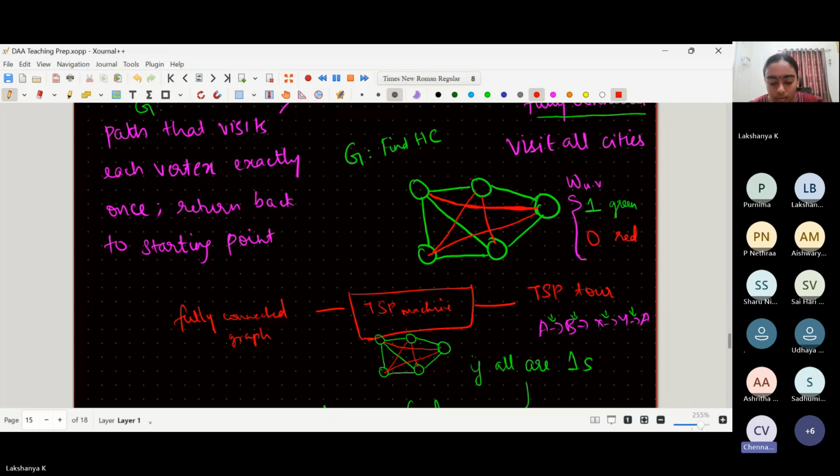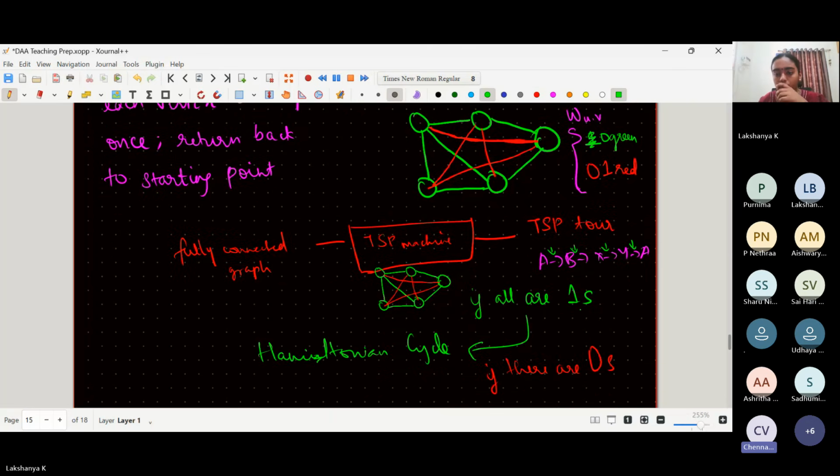So if we give the red color edges as 1, and later when we try to complete that new thing with the edges which we added, if we try to find a TSP there, the condition will change. So this will become a 0, this will become a 1. That's all. That is fine.